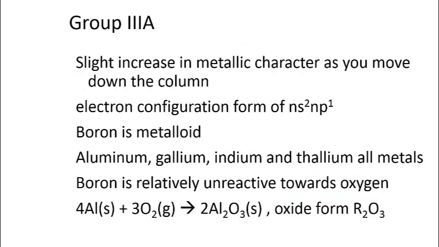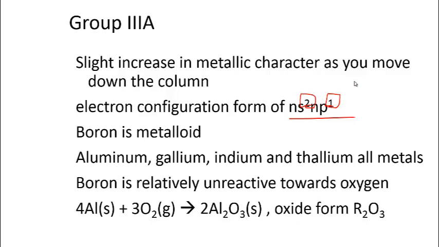Moving on to group 3A elements. This group of elements shows a slight increase in metallic character as you move down the column. And all of the elements have the electron configuration ns2 np1, meaning their outer s subshell is completely filled, and they've got one electron in their outer p subshell.